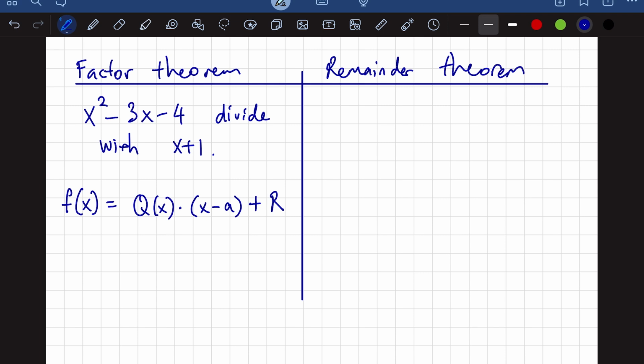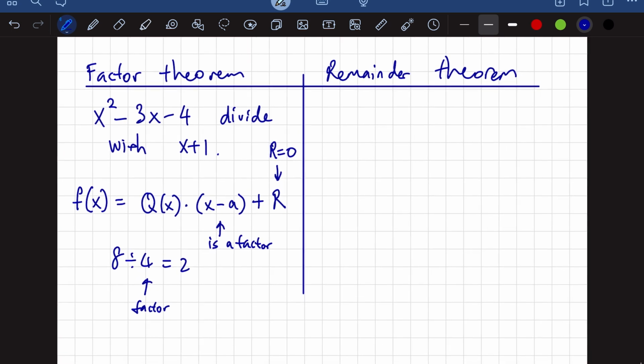Now, if it's a factor, think about it. For example, if you do 8 divided by 4, you get 2, right? Now, we would say that 4 is a factor of 8. If the divisor is a factor, then you will see that there's no remainder. And this is exactly the same when applied to factor theorem. So if x minus a is a factor, then you would expect r to be equal to 0.